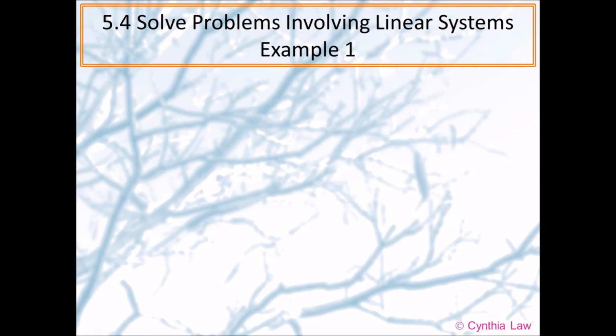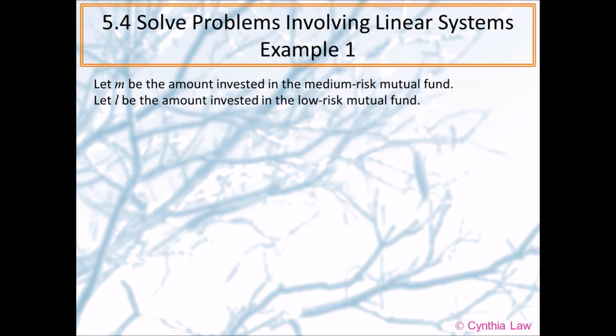So let's put everything together. So let M be the amount invested in the medium risk mutual fund. So M for medium risk. Let L be the amount invested in the low risk mutual fund. L for low risk. Now our equation 1, that's M plus L, that's the total amount of principal used for the TFSA.